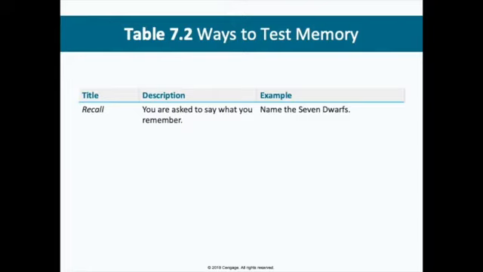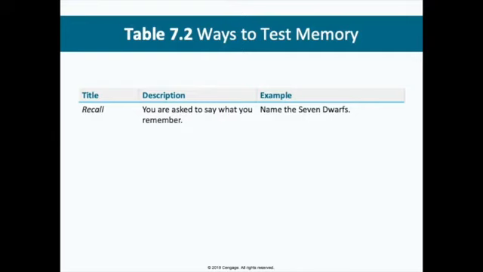A simple method for the researcher, though not for the person tested, is to ask for free recall. To recall something is to produce a response, as you do on an essay or short answer test. The free recall method reveals only relatively strong memories.